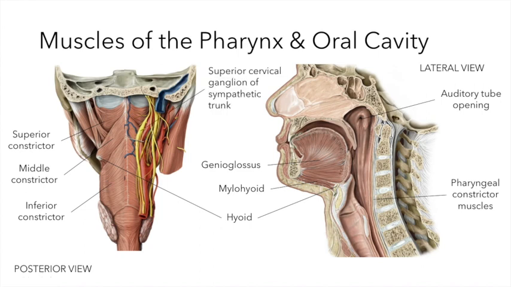Next, you can see the superior cervical ganglion of the sympathetic trunk, which is where any sympathetic nerve that's going up to the head synapses. And these nerves originate in the thoracic and lumbar levels of the spinal cord and then travel up the sympathetic trunk through the thoracic cavity. And then the ones that go to the head synapse here.